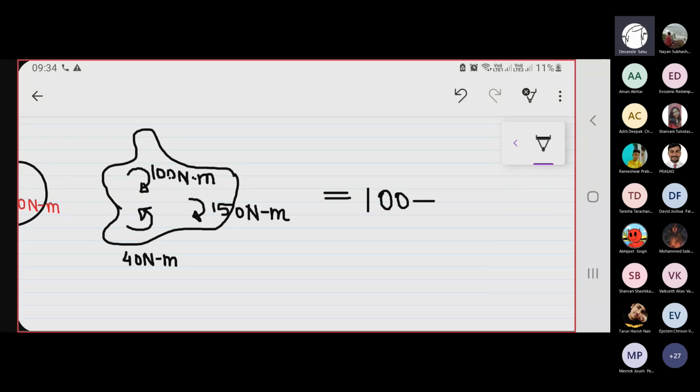100 plus 150 minus 40. So what is the answer?